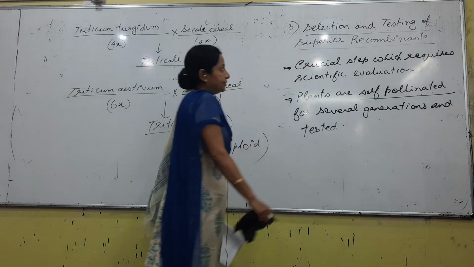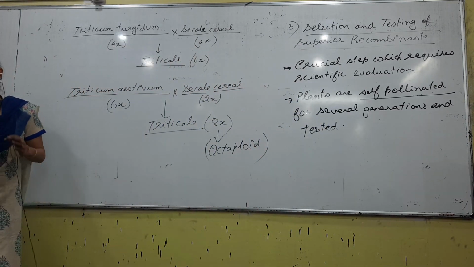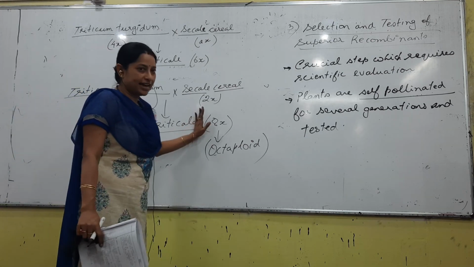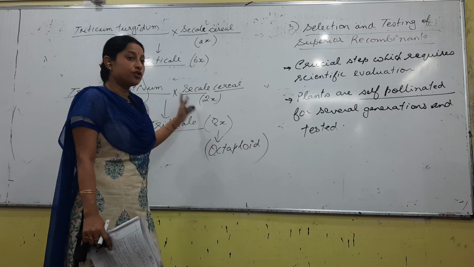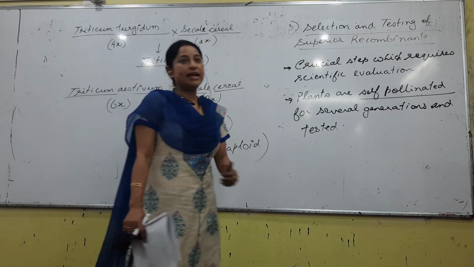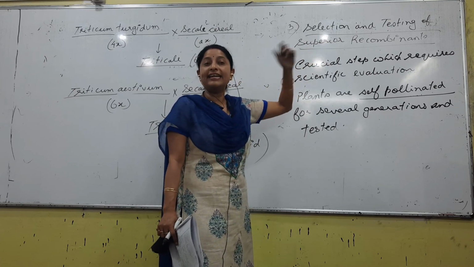Right? Third step. What is the third step? The product that you have obtained from crossing the parents. We have made a new plant. What do we have to do with that plant? We have to test it now. To know whether it is good or not, how will you test it?